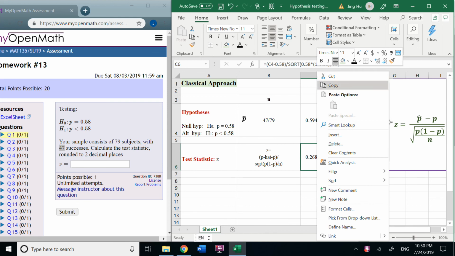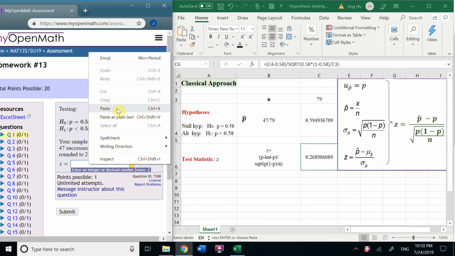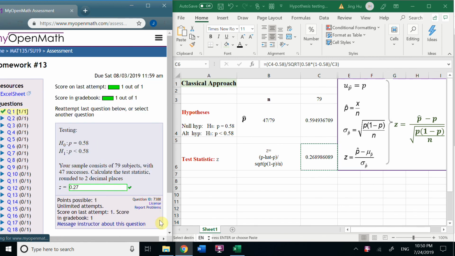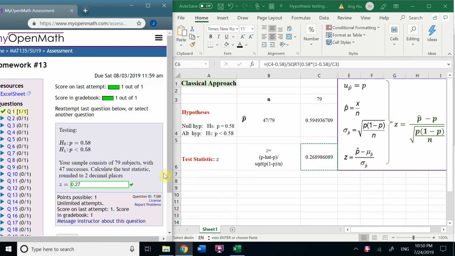Let's input it. It requires 2 decimal places, so we get 0.27. Let's check the answer. Okay, so that's the first question.